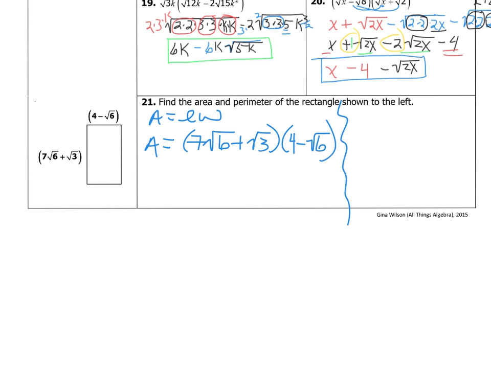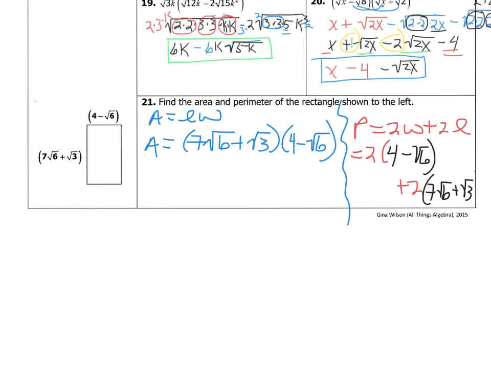And then for the perimeter, remember the perimeter is twice the width plus twice the length. So our perimeter is going to equal twice the width. Well, the width is 4 minus the square root of 6 plus, I'm going to squeeze this in here, twice the length, which is 7 radical 6 plus radical 3. Okay, so you do that work, pause the video, and then restart it and check your answers.